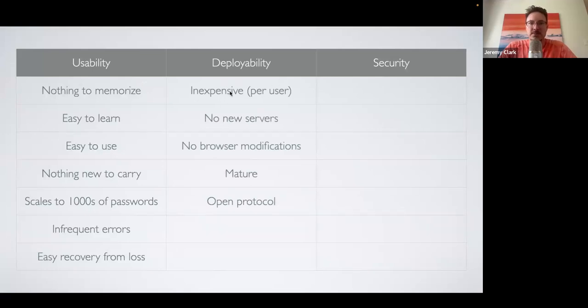Deployability. So costs was mentioned. You can think of it as a per user cost. You can think about, do I have to go around and change how servers work? Do I have to put up new servers and things like that? That's something I don't want. So no new servers would be the good thing.